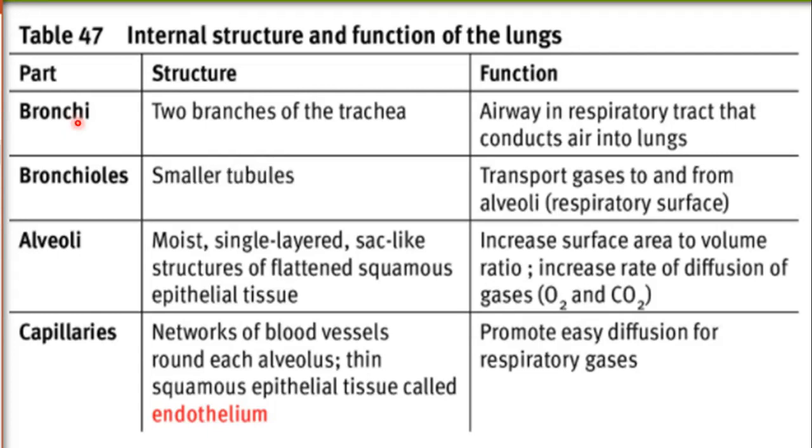And the bronchi branched from what? The trachea. So what is the function of the bronchi? This is the airway in the respiratory tract that conducts air into the lungs. So it conducts air from where? From the upper respiratory system, and then it conducts it all the way into the lungs. Bronchioles then will transport these gases to and from the alveoli. And the alveoli is the respiratory surface. That is where you get a diffusion of gases in the alveoli.